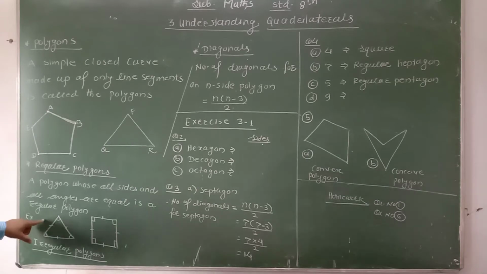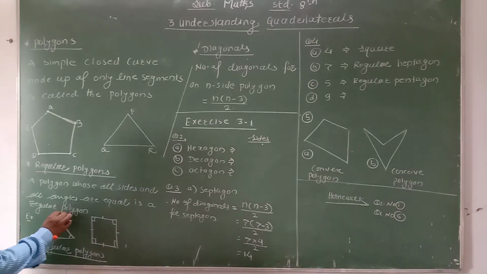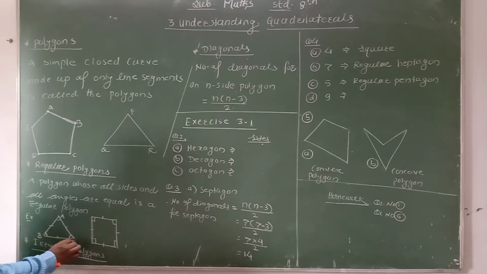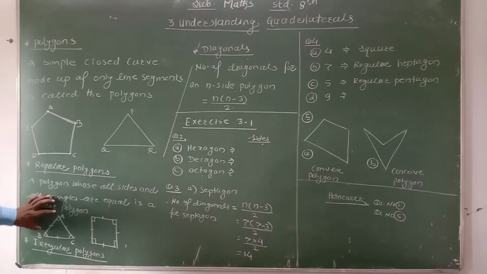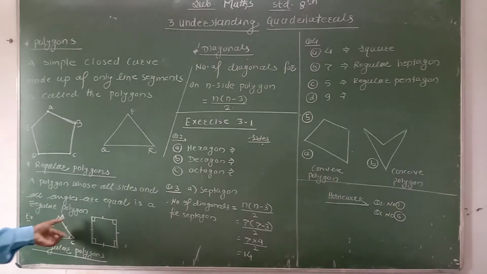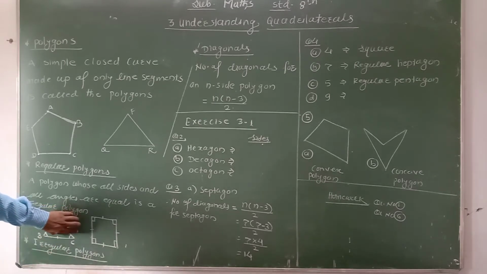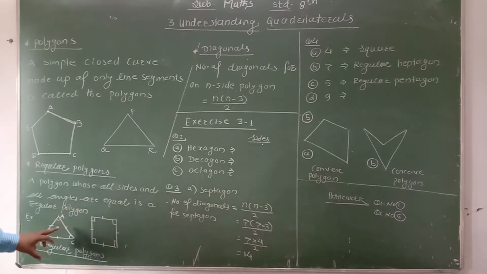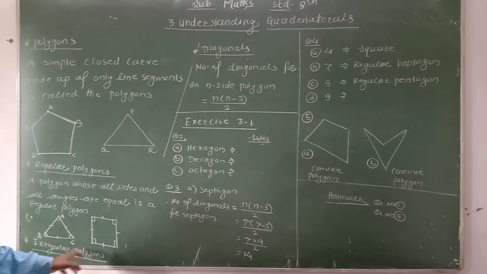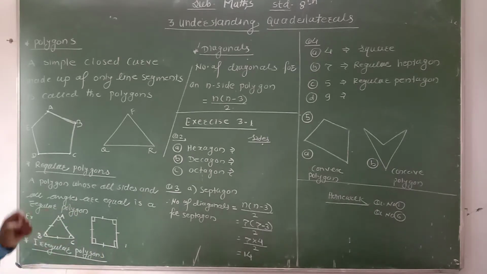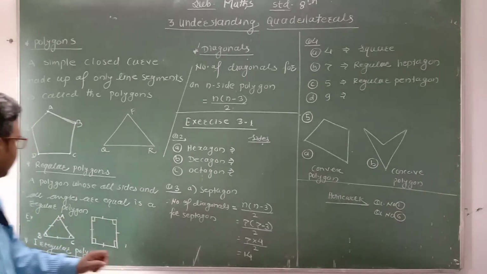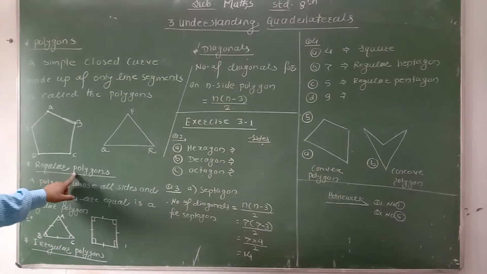For example, here I draw a triangle. In this triangle, sides AB, BC and AC are equal, and the angles are equal, then this triangle is called a regular polygon. And the triangle having equal sides and equal angles is called an equilateral triangle. Therefore, an equilateral triangle is a regular polygon.